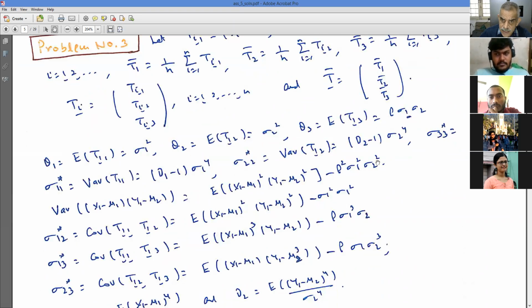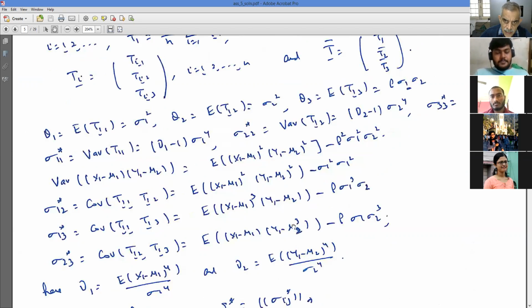Right? So this is what turns out to be the third diagonal element. Now I look at the covariance terms. Sigma 12 star is the covariance between T11 and T12, which is the expected value of (x1 minus mu1) whole square, (y1 minus mu2) whole square, into expected value of (x1 minus mu1) whole square, which is sigma 1 square, into expected value of (y1 minus mu2) whole square, which is sigma 2 square. So this will be sigma 1 square sigma 2 square.